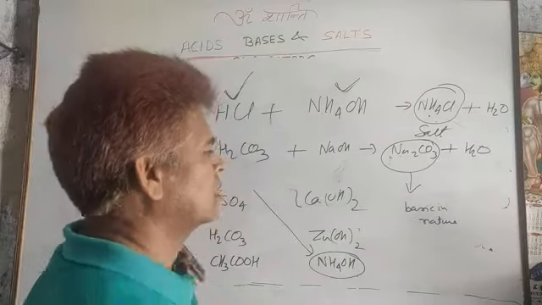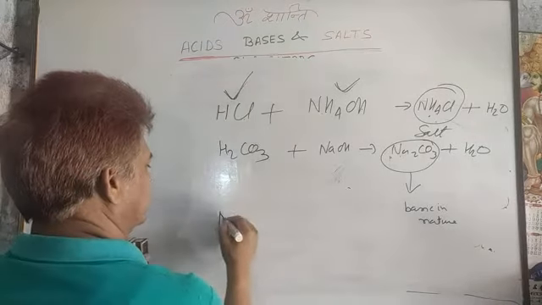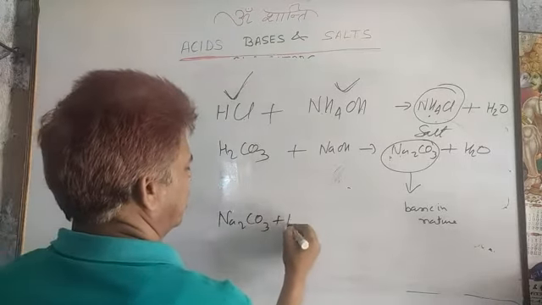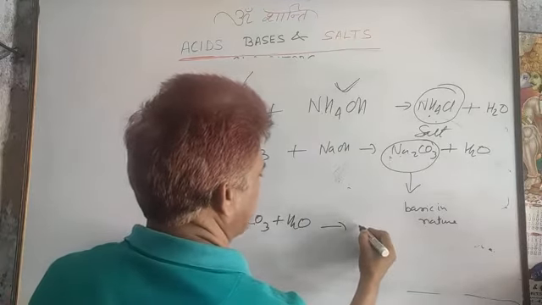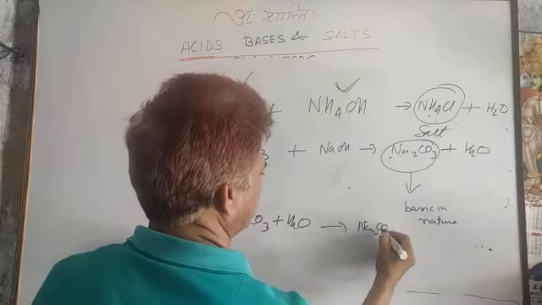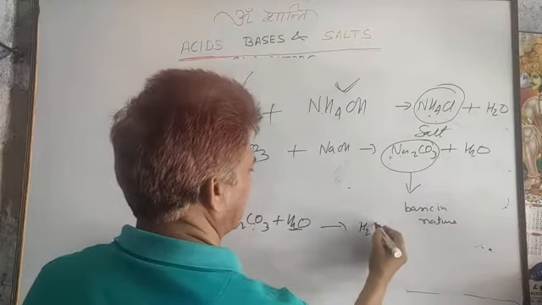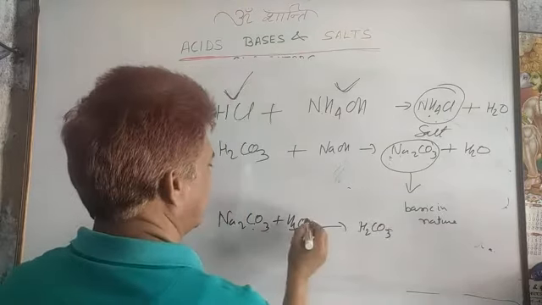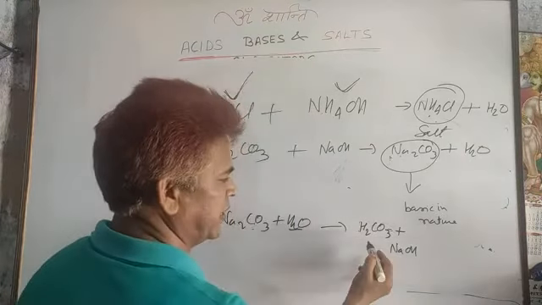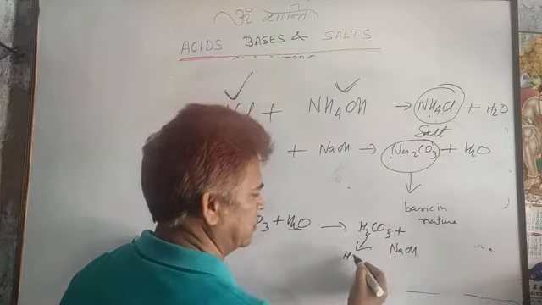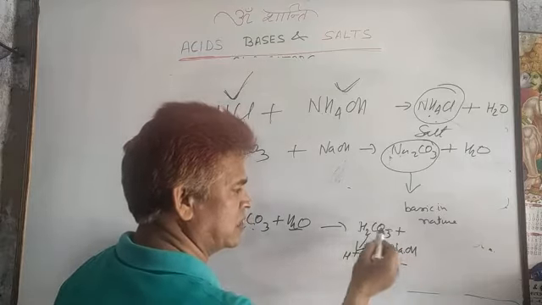Why is it a basic salt? Suppose sodium carbonate is added into water, what happens? The carbonate combines with the H plus and converts into carbonic acid, and the sodium and OH minus combine together to give sodium hydroxide. It is a weaker acid; from acid we get H plus, from base we get hydroxyl ion. It is a stronger base, and a weaker acid.